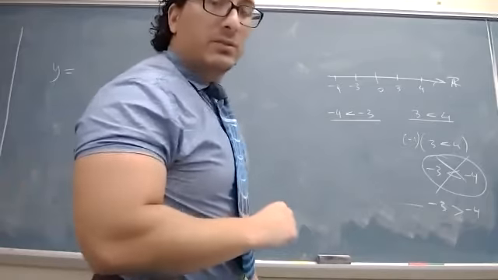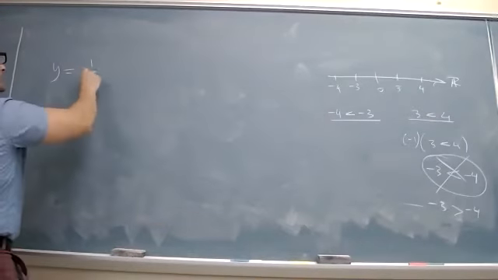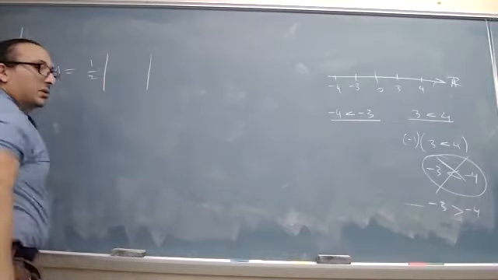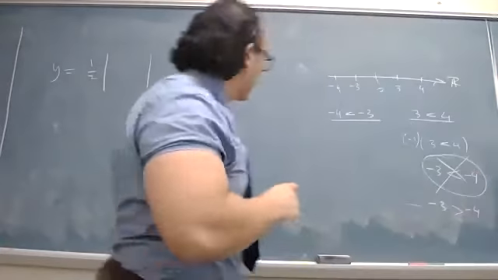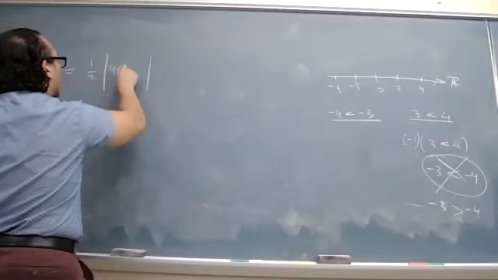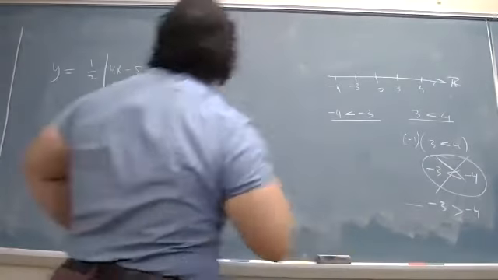What about y is equal to 1/2 times the quantity absolute value of 4x minus 5, and let's say this is plus 3.